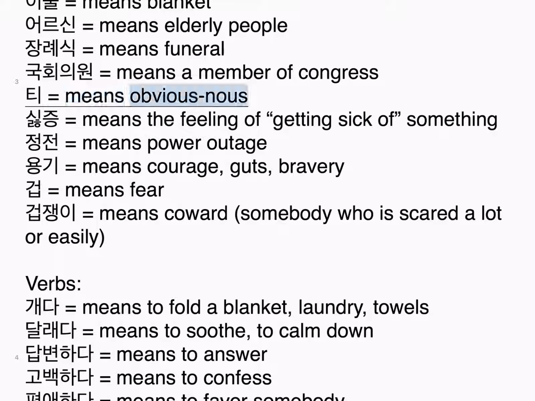피 means obvious news. 실증 means the feeling of getting sick of something. 정전 means power outage. 용기 means courage, guts, bravery. 겁 means fear. 겁쟁이 means coward, somebody who is scared a lot or easily.